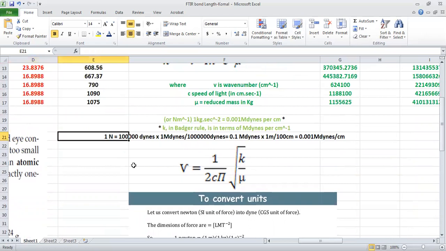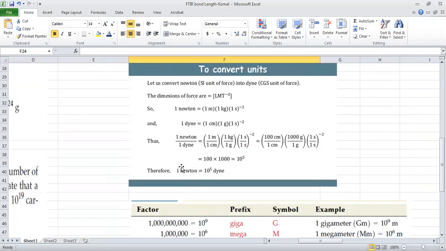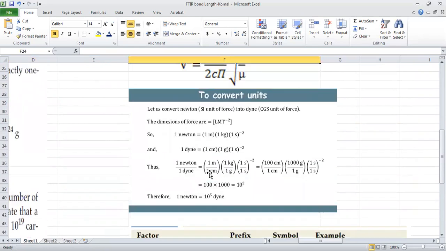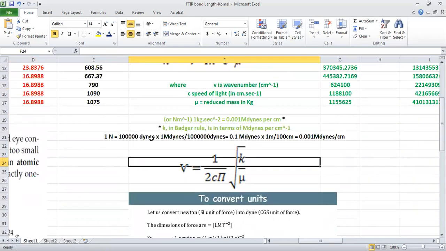Starting with the Newton, 1 Newton, as we have calculated over here, is 10 exponent 5 dynes, and 1 megadyne is equal to 10 exponent 6 dyne. Again, this is the unit cancellation method. This dyne will be cancelled out. What is left? Megadyne is left. And when you solve this, it will be equal to 0.1 megadynes.